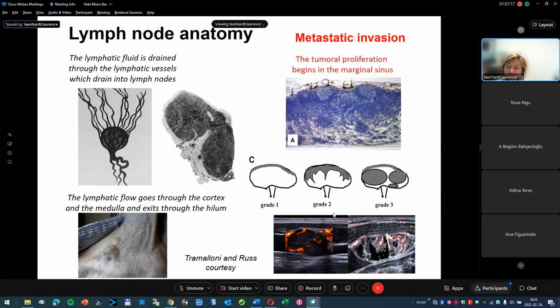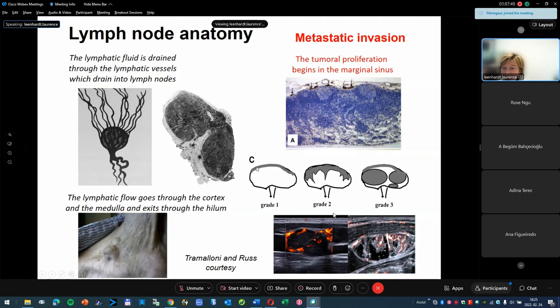Now to assess lymph nodes, we must keep in mind that lymphatic fluid is drained through the lymphatic vessels, which drain into lymph nodes. One of the most important points is that the lymphatic flow goes through the cortex and the medulla and exits through the hilum. And so the tumoral proliferation begins in the marginal sinus and then goes into the lymph node and exits through the hilum.